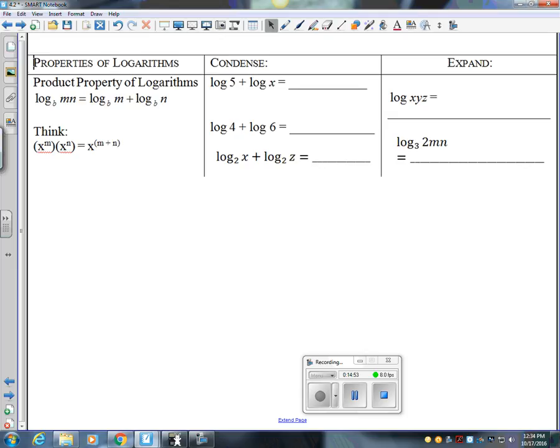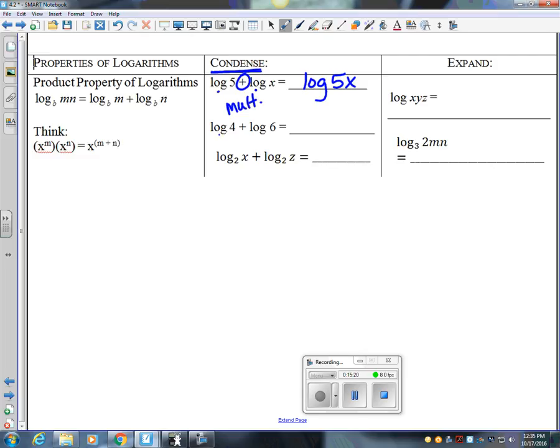Okay, so for logs, if it is asking you to condense, that means to put something together. So here we're going to put these two logs together, and addition turns into multiplication. So again, you did this last year. So 5 and x is just 5x.